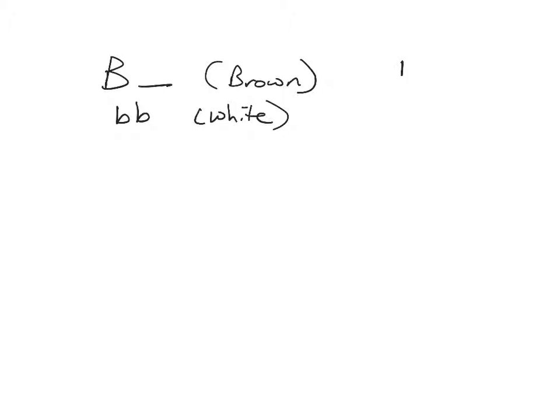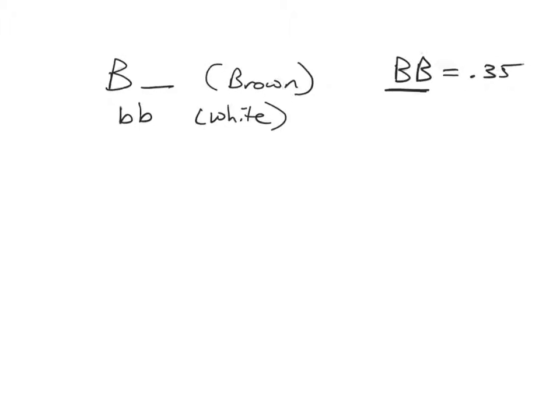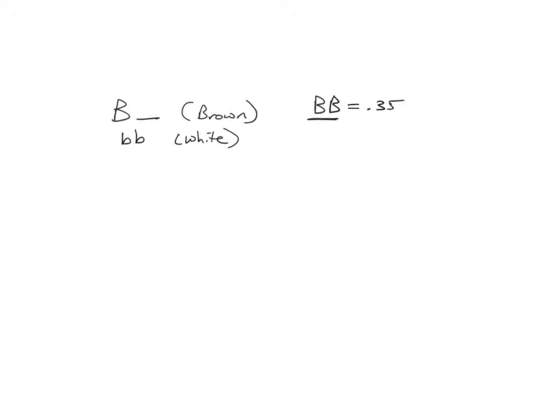So they tell you that BB is equal to 0.35. What is BB equal to in our equations? What are the two equations? p plus q equals 1. And what's the other equation? p squared plus 2pq plus q squared equals 1.